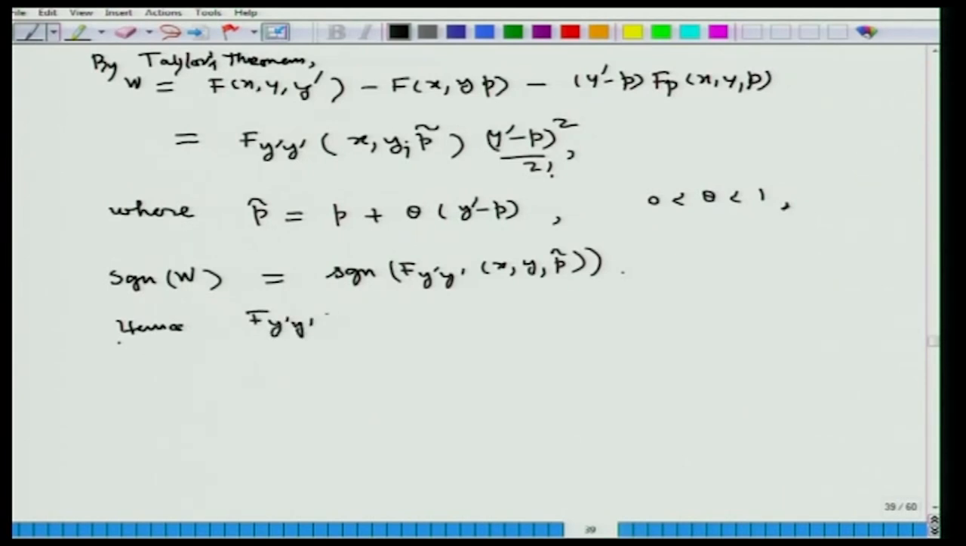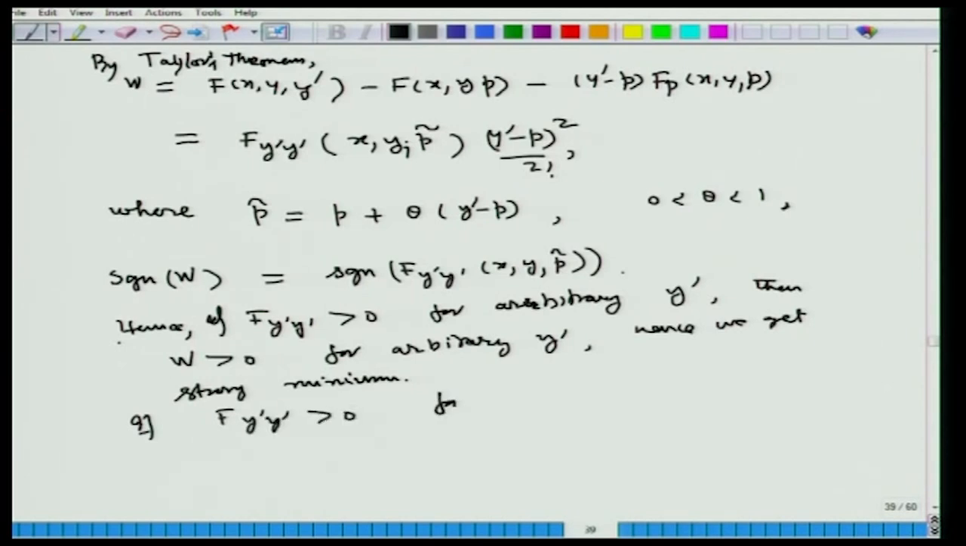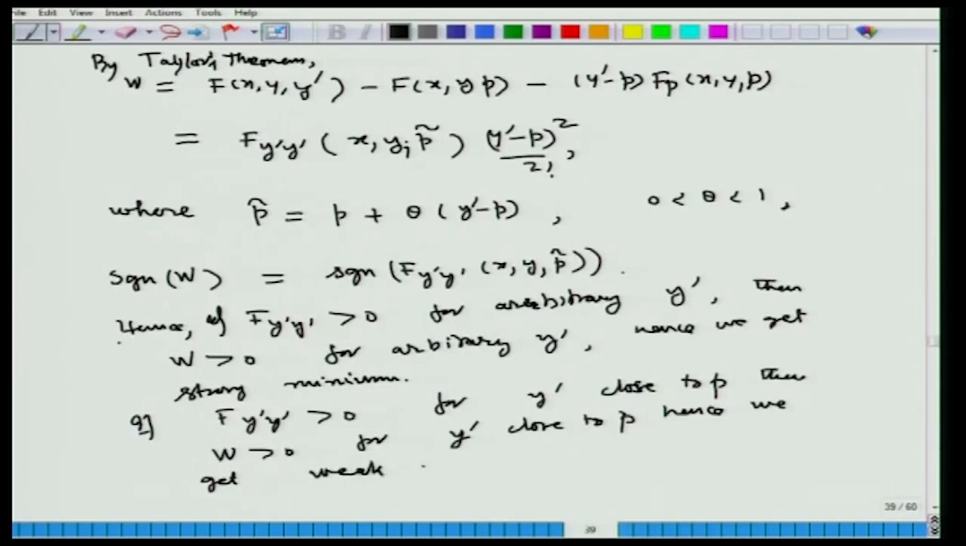Hence, if f y prime y prime is positive for arbitrary y prime, then W is greater than 0 for arbitrary y prime. Hence, we get a strong minimum. If f y prime y prime is greater than 0 for y prime close to P, then W is greater than 0 for y prime close to P. Hence, we get a weak minimum.